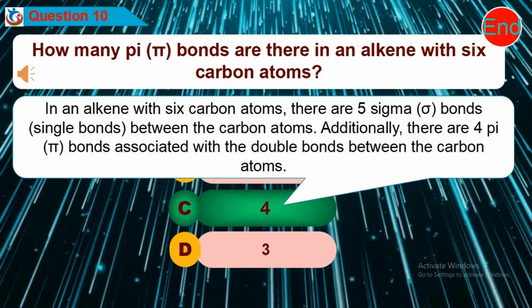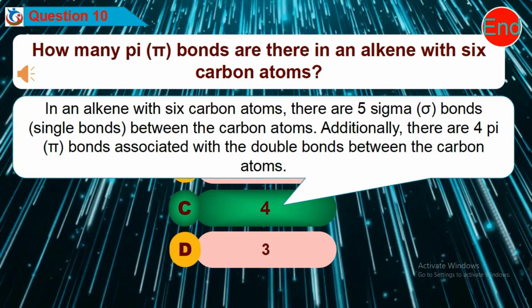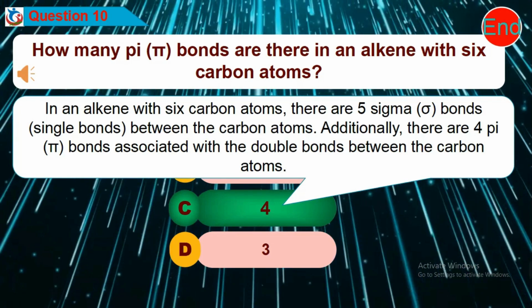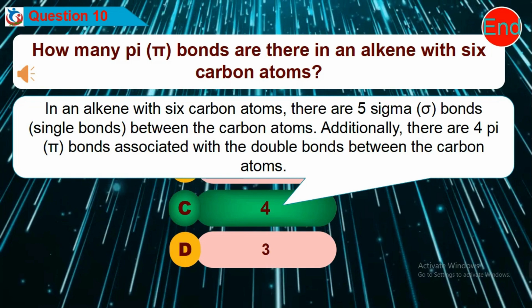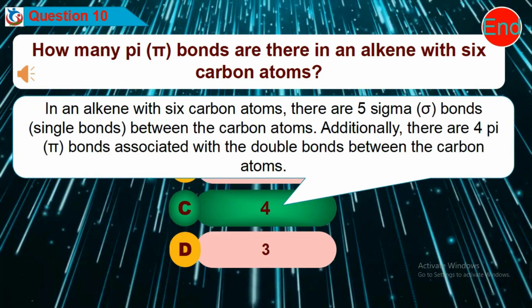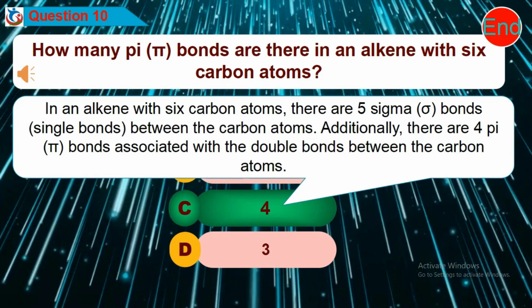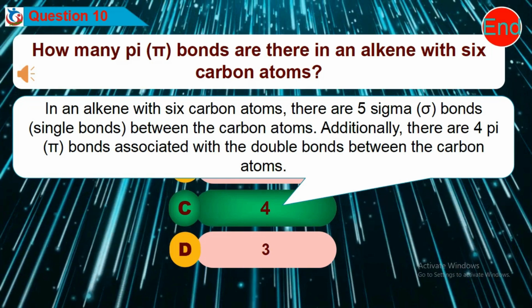In an alkene with 6 carbon atoms, there are 5 sigma bonds between the carbon atoms. Additionally, there are 4 pi bonds associated with the double bonds between the carbon atoms.